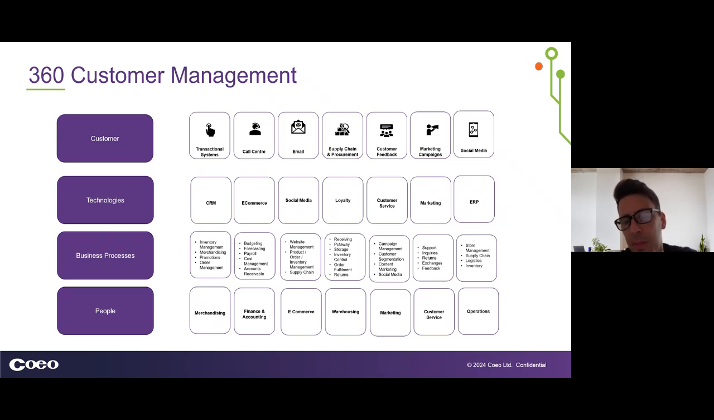And then we go across the spectrum there to marketing. So again, we want to run campaigns. We want to understand our customers. We want to segment those customers. We want to produce content and push that content out via socials, whether that's marketing campaigns or social media. We want to make sure we're hitting the right target audience and we understand the demographics of our customers as well.